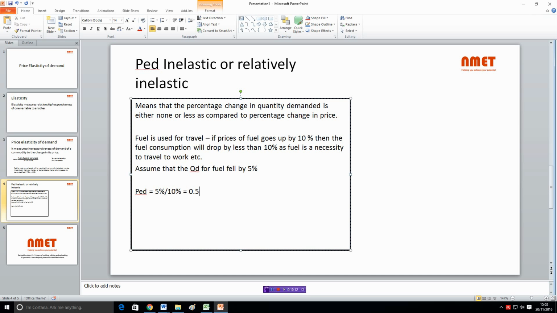0.5. Yeah, 5 divided by 10 is 0.5, isn't it? Yeah. So 5% divided by 10% is 0.5.